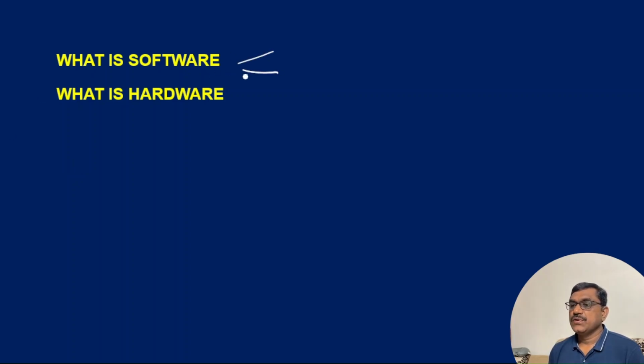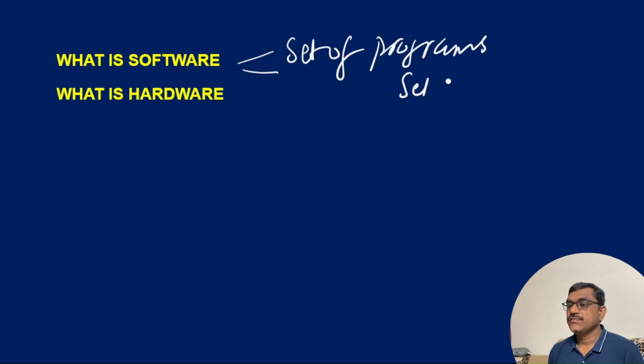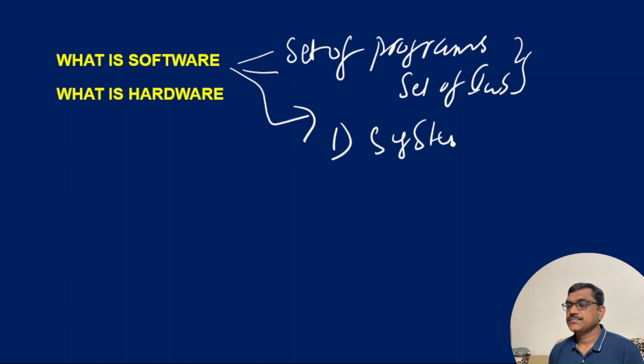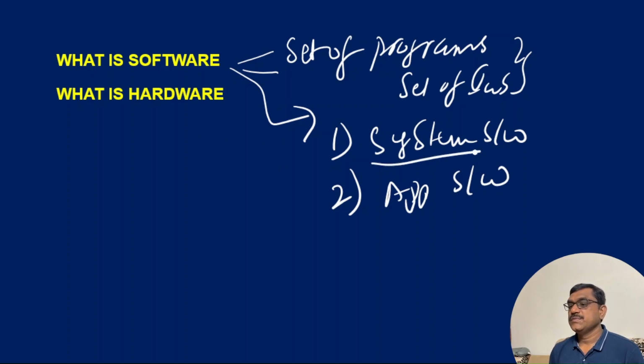Just a brief look at software and hardware. Software is nothing but a set of programs, or we know, a set of instructions. Both are valid. Now, how many types of software are there? We know the first one is system software, and the second one is application software. What is meant by system software? Then we will see, and what application software is, we will also discuss.